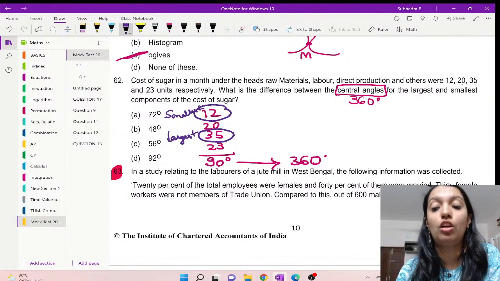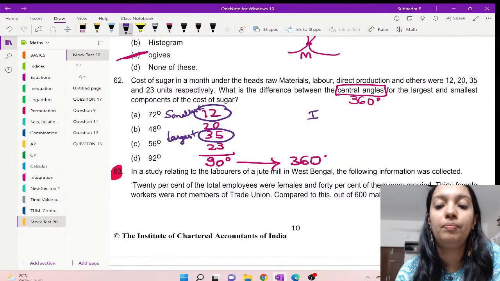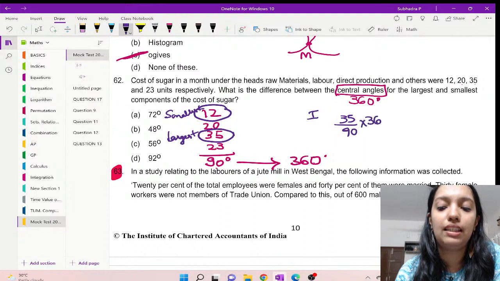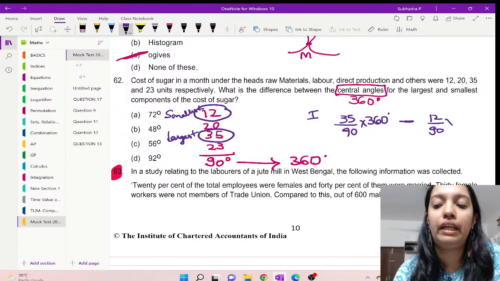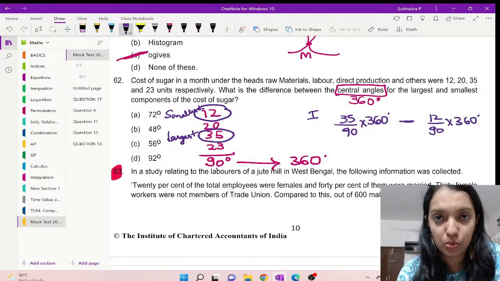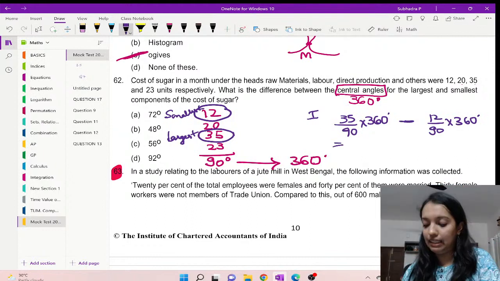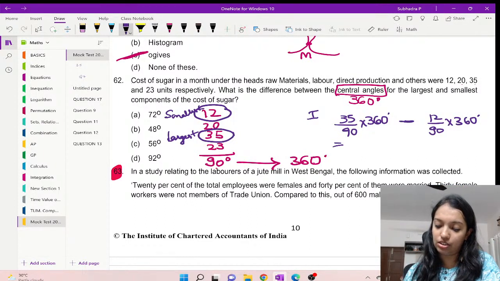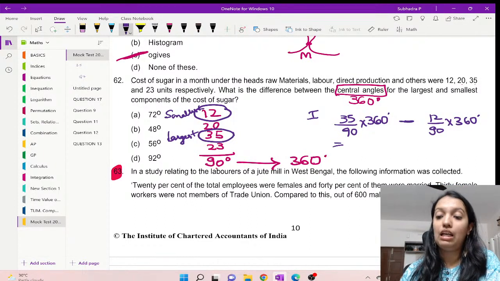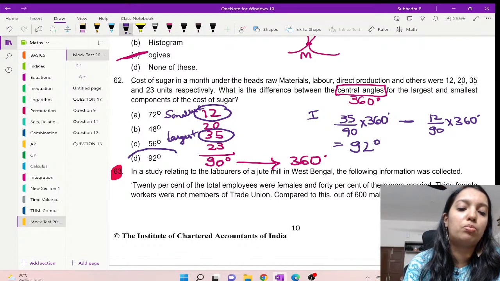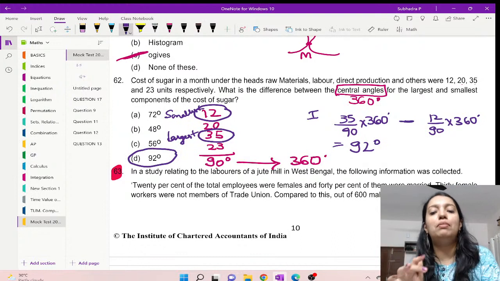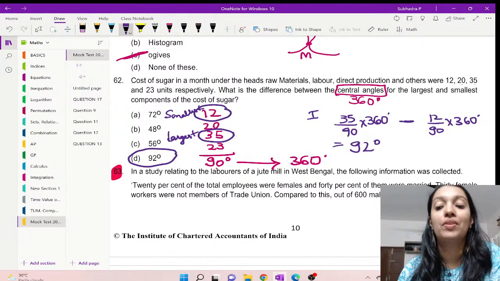Two methods of solving. Method number 1, 35 by 90 into 360. So you converted largest, minus 12 divided by 90 into 360. You converted smallest. Find the difference, you will get your answer. So what is the difference? I am getting it to be 92 degree, which is option D. This is one method of solving this question.